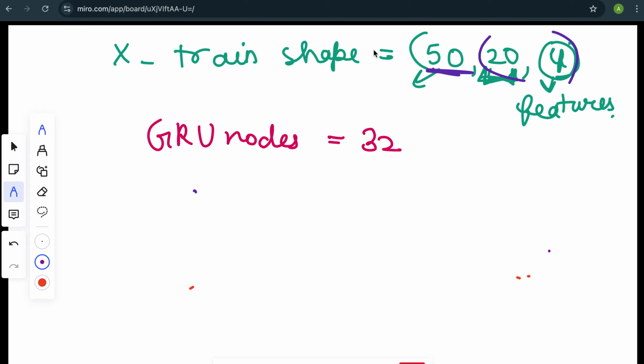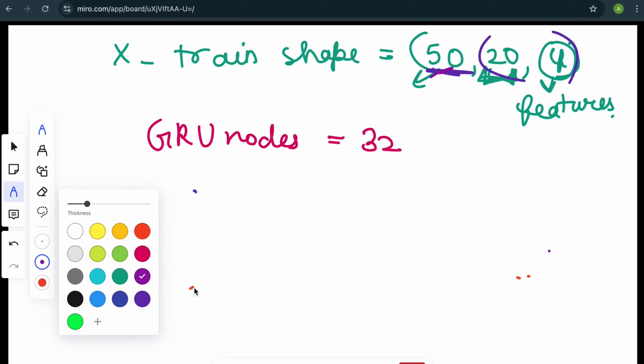First of all, what is the meaning of this shape here? It means we have 50 sequences in our data, and each sequence will unfold itself 20 times, and in one timestamp we have 4 features. And how many GRU nodes do we have? We have 32 GRU nodes. Let's make the diagram real quickly.